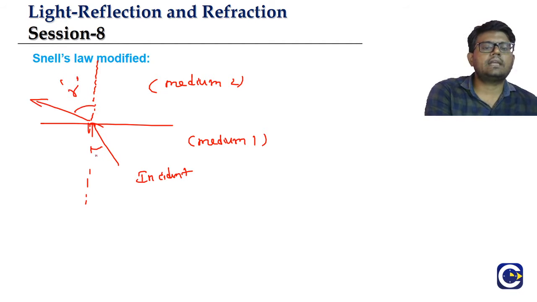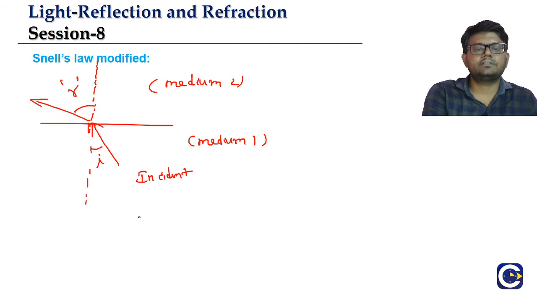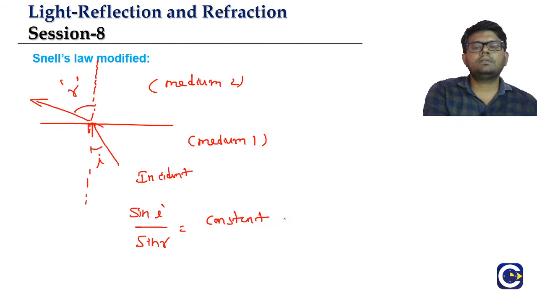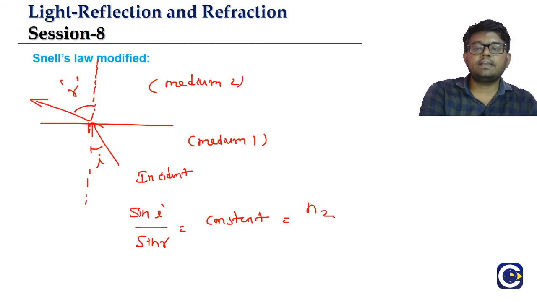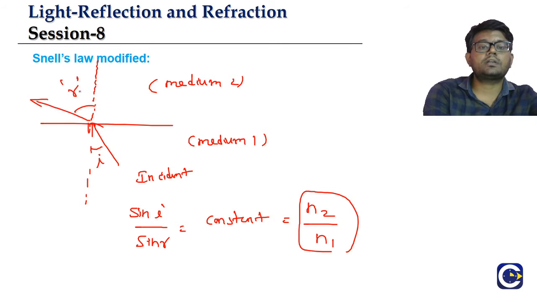This angle is called what? The angle of refraction. So Snell's law states what? Sin A by sin R is equal to what? Constant. We said the constant depends upon what? The color of the light and medium 1 and medium 2. Sin A by sin R will be equal to the refractive index of the second medium by the refractive index of the first medium. Second medium means the medium in which the refracted ray is present. First medium means the medium in which the incident ray is present.